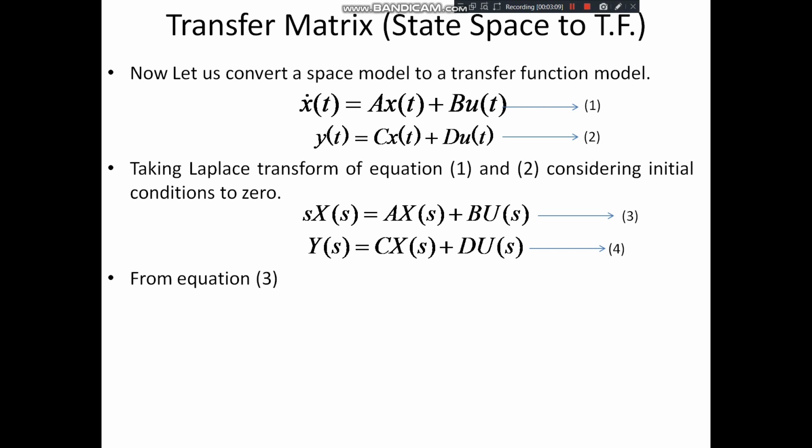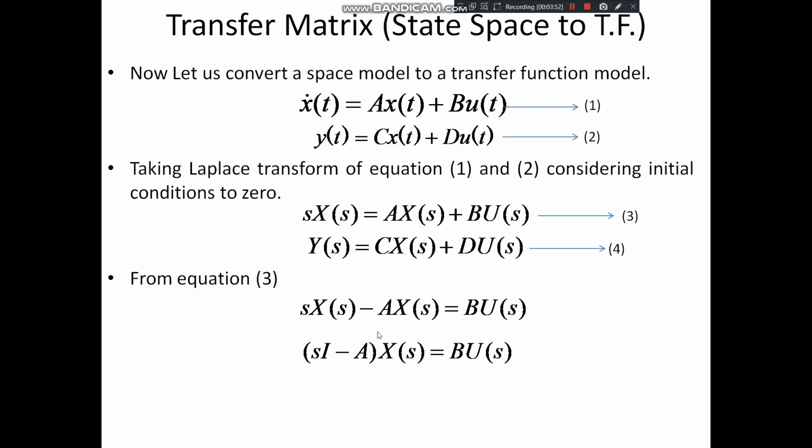So we are going to obtain the transfer function as the ratio of Y of s to U of s. From equation 3, we'll obtain the value of X of s, as we want to eliminate X of s in equation number 4 and represent Y of s only in terms of U of s. Therefore, from equation 3, taking the term A into X of s to the left hand side, we get s into X of s minus A into X of s is equal to B into U of s.